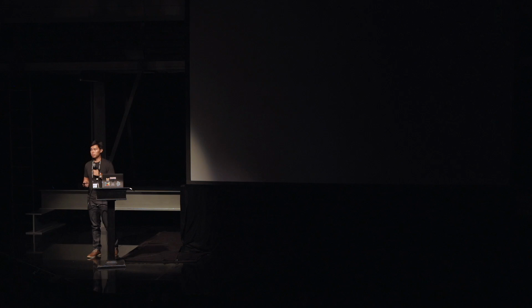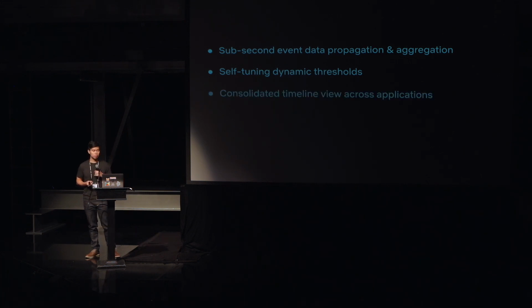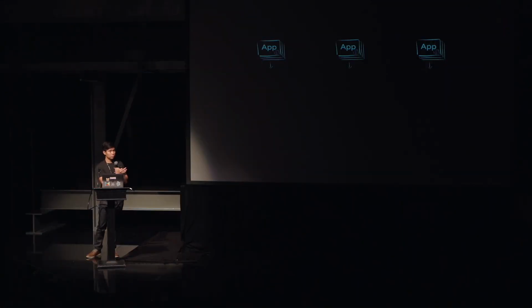What we really need is sub-second event data propagation and aggregation so that we can reduce the time to detect from tens of minutes down into tens of seconds. And then it should also be able to tune its own thresholds dynamically to account for spikiness in behavior. And then finally, it should be able to build a consolidated timeline view across many different applications. So rather than getting a bunch of disjoint pages, you get one or a few more cohesive, coherent pages. And lastly, it should be able to figure out if it needs to detect auto-recovery or not, and detect whether or not it should page. So it looks a little bit like this in Mantis. Similar diagram here. These applications are actually separate.